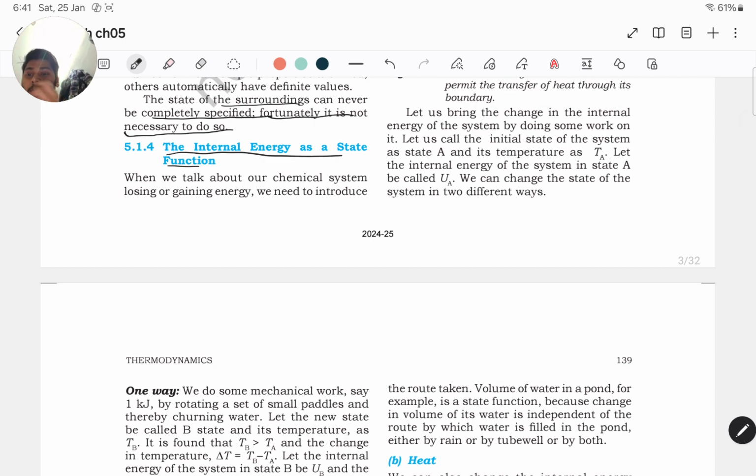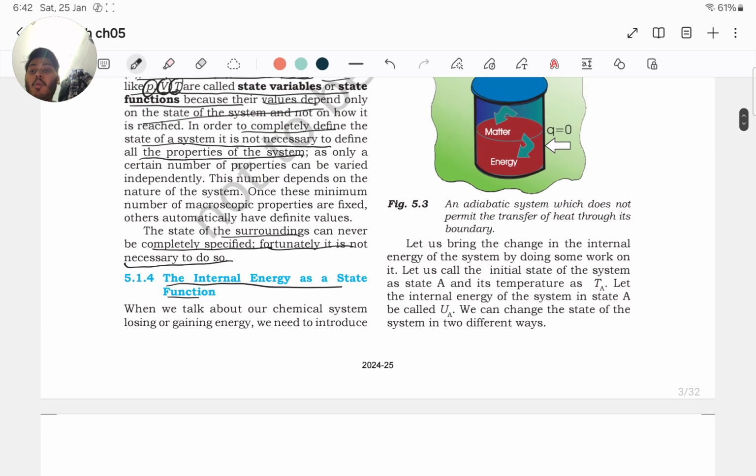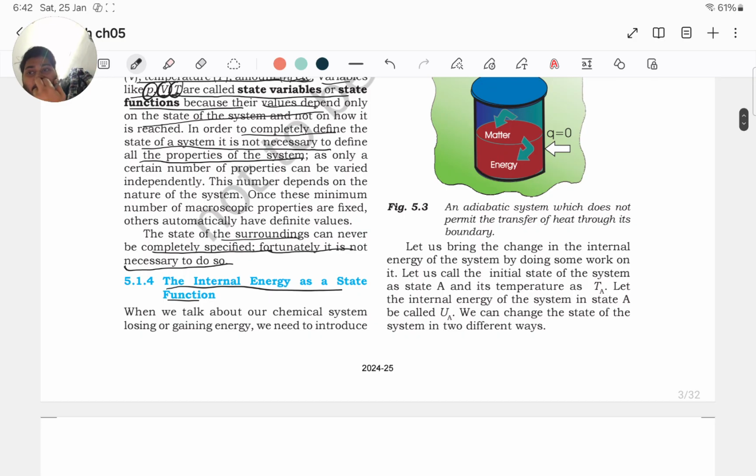So when we are talking about a chemical reaction that we are using in our laboratory, there is some losing or gaining of energy. For example, we have discussed that when we add water to NaOH pellets, heat starts to generate. So that is a gaining of energy or losing of energy. You can tell me in the comment box.